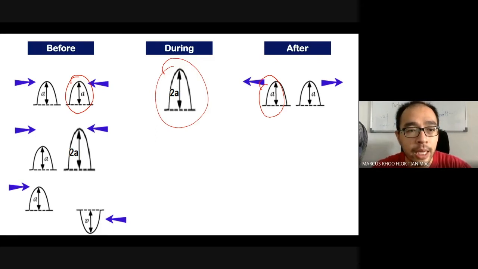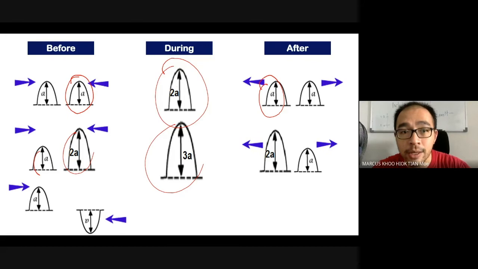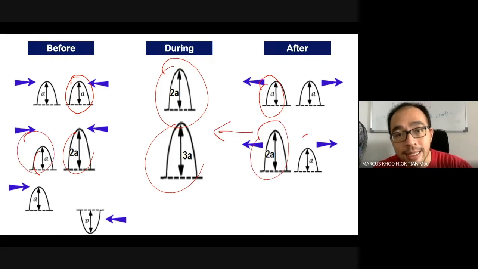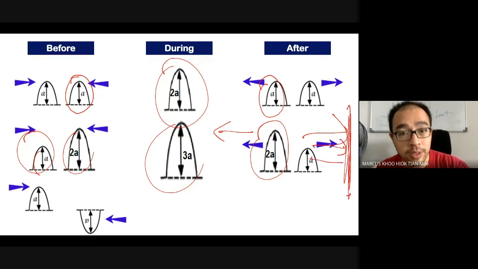Second one, A plus 2A. When they superpose, they will get 3A. And then we find that after, the 2A is still moving to the left, and the A is still moving to the right. They never bounce back. They always carry forward. The only way that waves can bounce is not by meeting another wave, it is by reflecting back. And how does it reflect back? It has to hit a wall. Then it will bounce back.